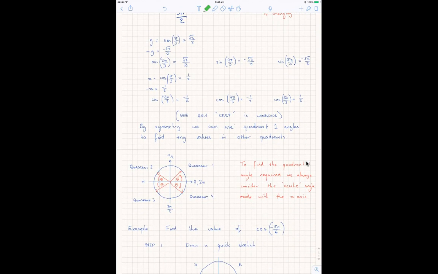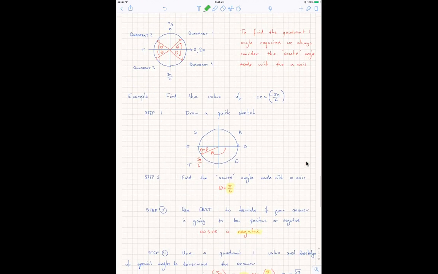So what I've shown there is that by symmetry, we can use the values that we know in quadrant 1, so the exact angles, that's pi on 6, pi on 4, and pi on 3. We can use those angles to find trig values in other quadrants. So let's have a look, and then hopefully you'll be able to answer your question.